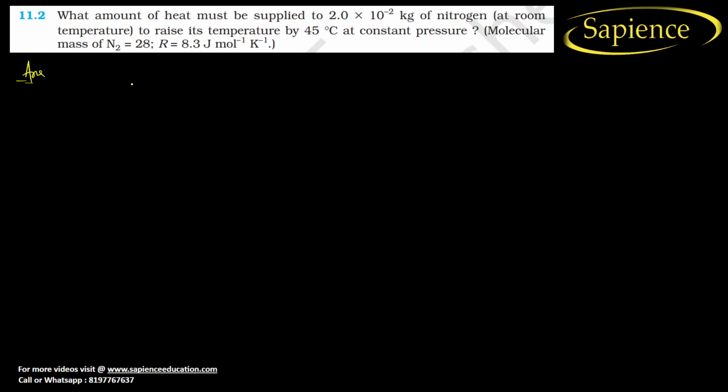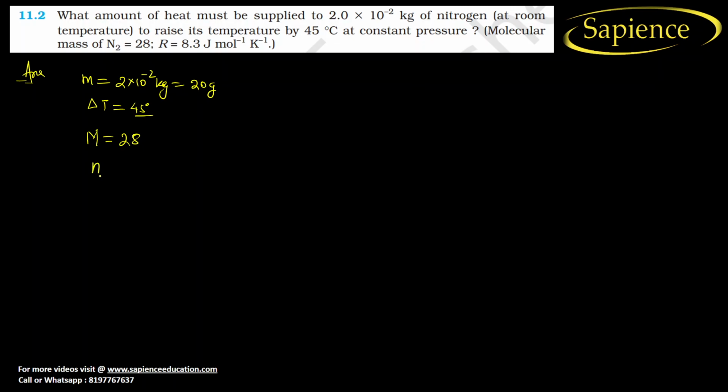Amount of heat supplied is this. So the mass of the nitrogen gas is given as 2 into 10 to the power minus 2 kg, or we can also convert it into grams. So this will be 20 gram. Now the temperature difference. Rise in temperature is 45 degrees. So there will be a temperature difference of 45 degrees Celsius. Okay. Now the molecular mass of the nitrogen is given as 28.